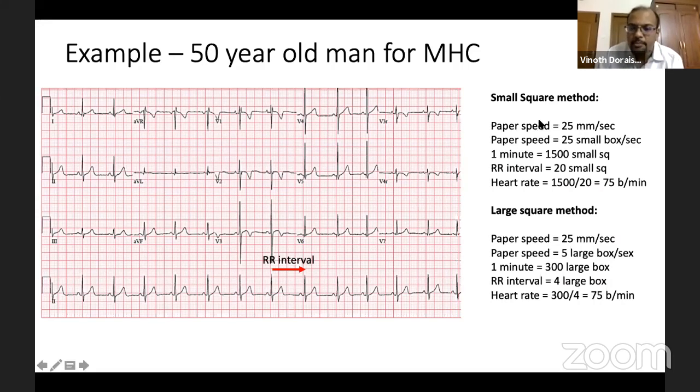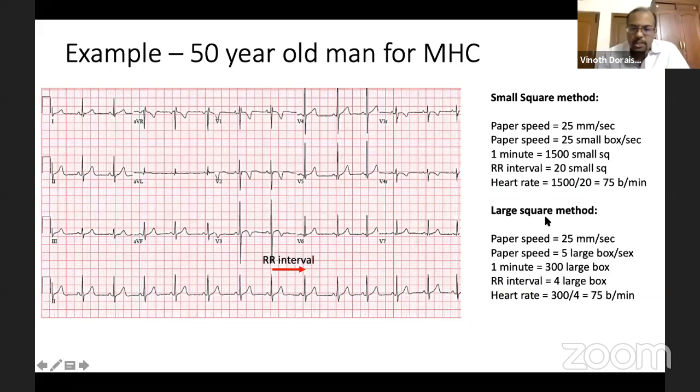So as I said, in the small square method, paper speed is 25 mm per second, which is 25 small boxes per second. So 1 minute will be equal to 25 into 60, that is 1500 small squares, right? For the RR interval, we have to know how many small boxes. It's actually 20 small boxes over here. So the heart rate will be 1500 by 20, which is 75 beats per minute.